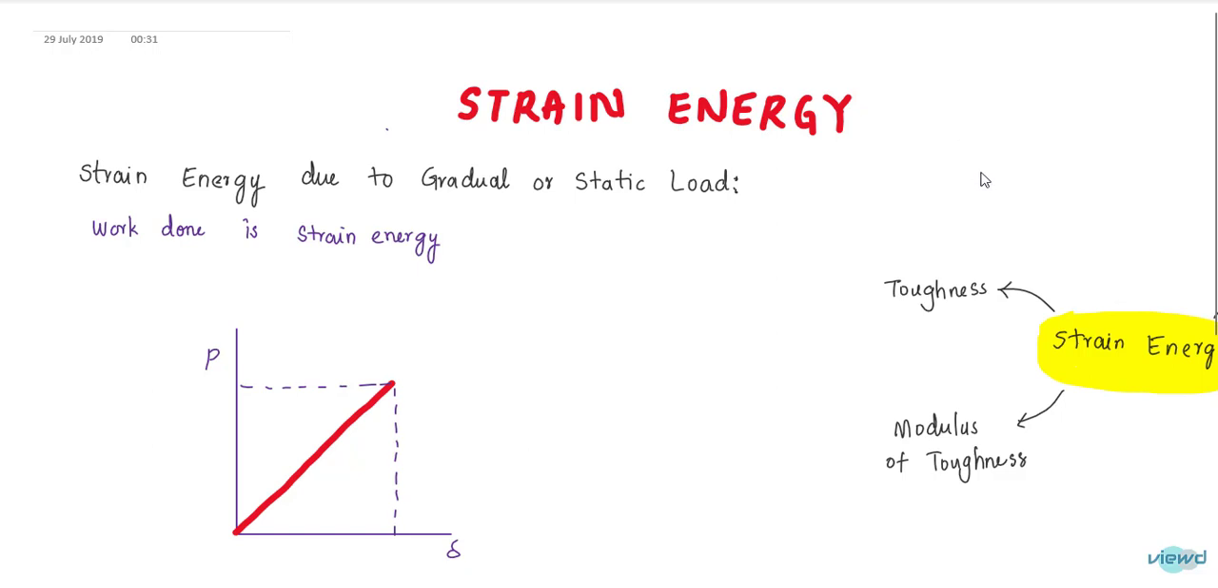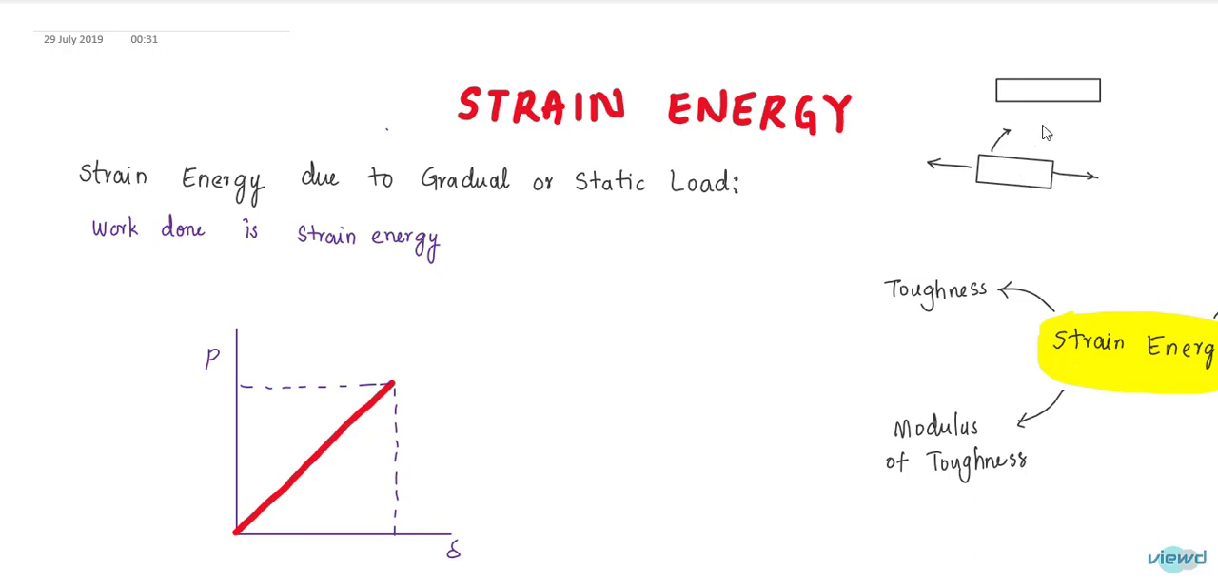We have seen that if we apply a load on a bar or a body, for example this one, it is going to deform first elastically. Let us say this is the elastic deformation, and from this there is plastic deformation. Plastic deformation does not return to its original shape and size. Elastic deformation means it will return to its original shape and size.